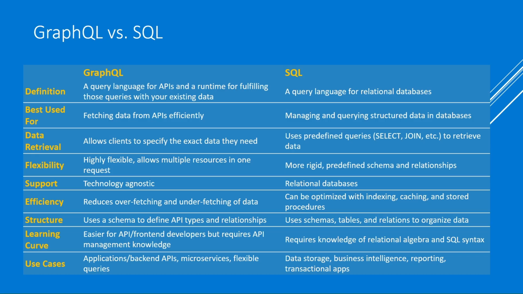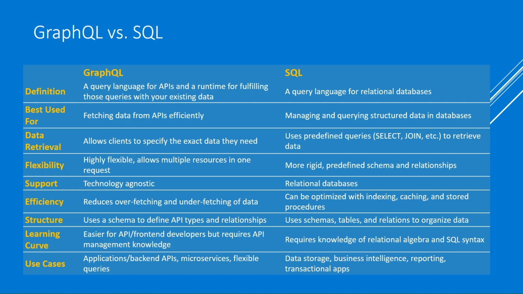GraphQL is technology agnostic. While our focus here is on SQL as a backend, GraphQL supports anything. It can be SQL, NoSQL, or REST APIs as a backend. So it abstracts all the backend technology from the API client side of things. SQL is more focused on relational databases. GraphQL, as I mentioned, is very efficient. You get the data that you need, no overfetching, no underfetching. And with SQL, of course, you can optimize your database with indexing, caching, and stored procedures.